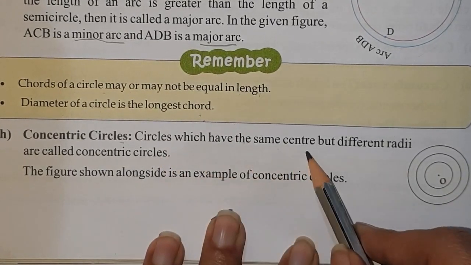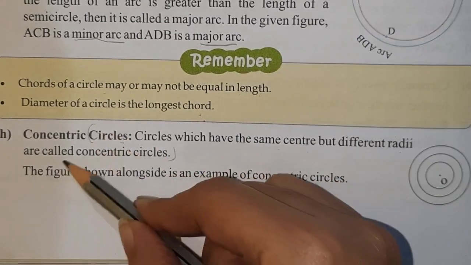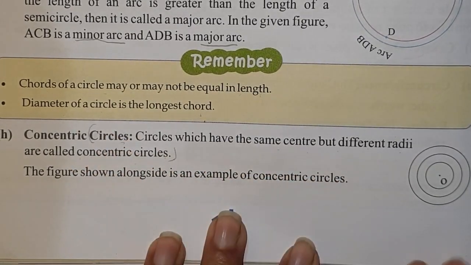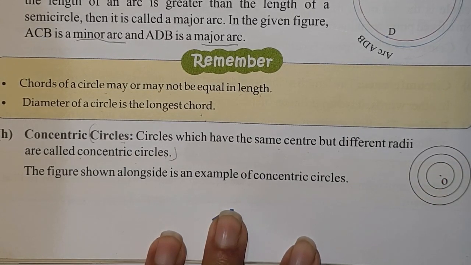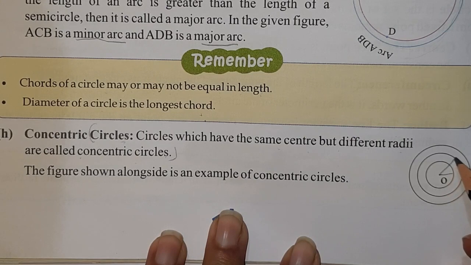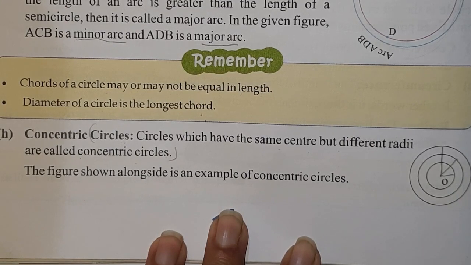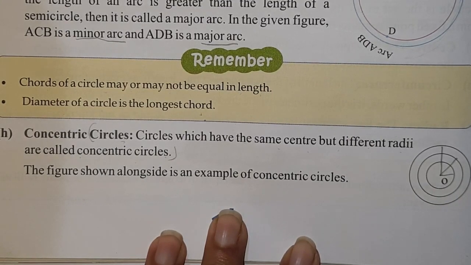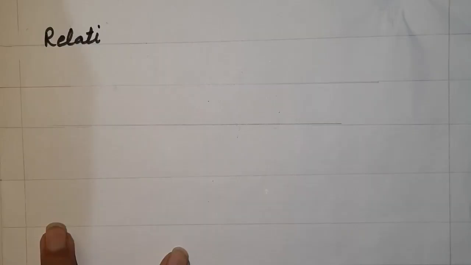Concentric circles. Circles which have the same center but different radii are called concentric circles. Same center but different radii means if you are going to draw a circle with radius 2 centimeter, with the same center radius 3 centimeter, with the same center radius 4 centimeter, then you will get concentric circles. So read these definitions very, very carefully.